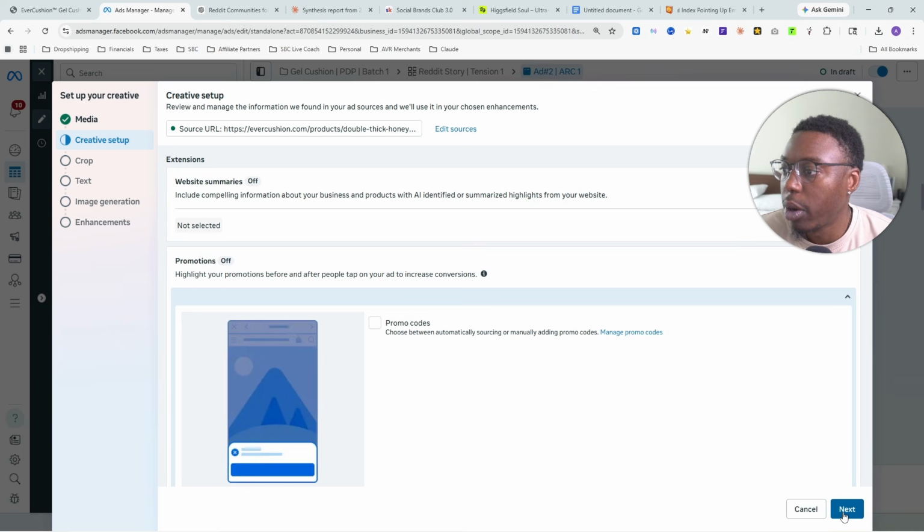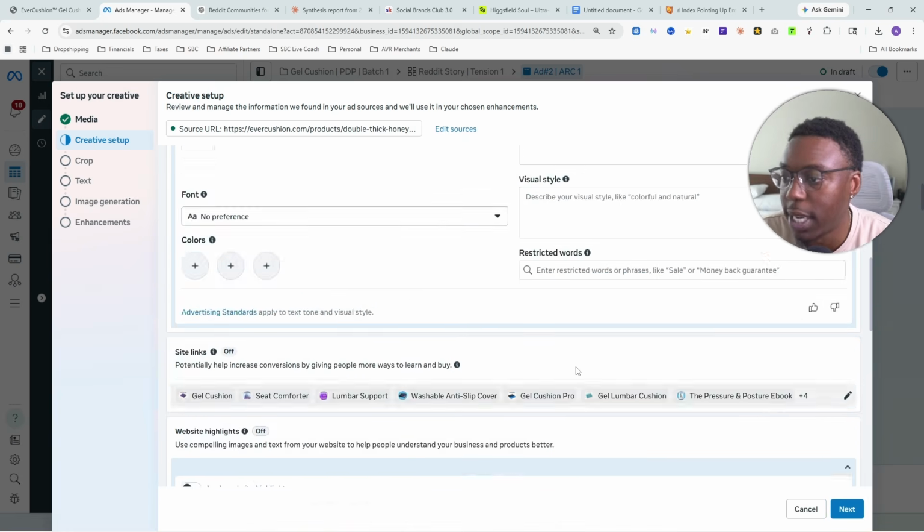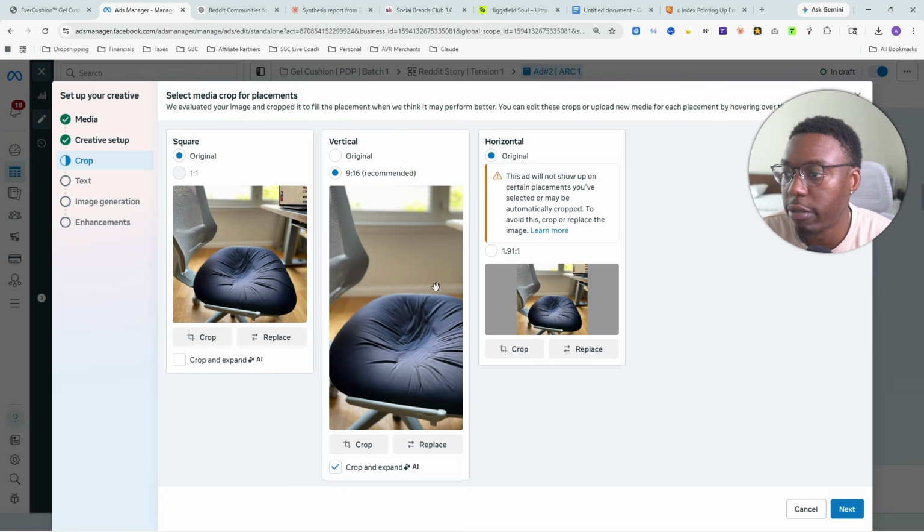Image is uploaded. We're going to go down to creative setup. Make sure everything is turned off here. Everything, because sometimes when you duplicate and start adding new ads in, things will be turned back on. Just double check, make sure that's all turned off. For crop, we're going to do original, recommended original.